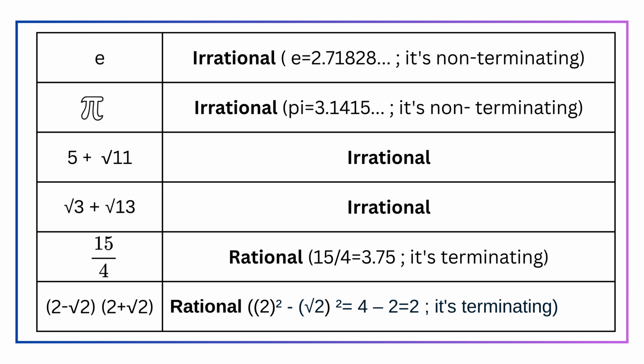Students, you know, e and pi are also irrational numbers because their values are non-terminating. 5 plus square root 11 and square root 3 plus square root 13 are both considered irrational. 15 by 4 is rational because it's equal to 3.75, which is terminating. (2 minus square root 2)(2 plus square root 2) is rational because its solution 2 is terminating.